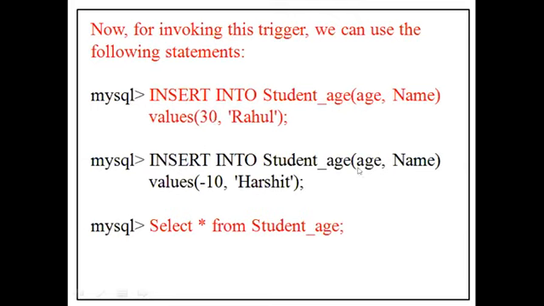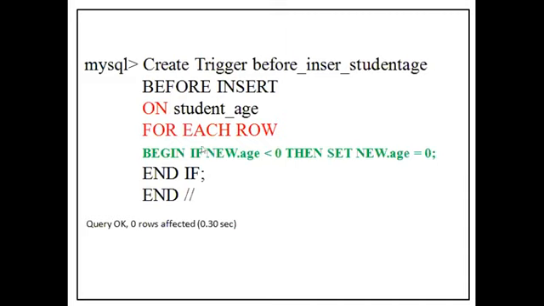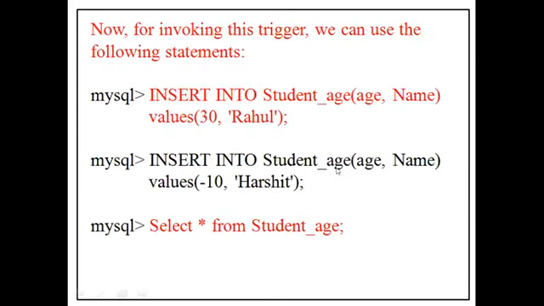Insert into student_age (age, name) values (-10). This is less than 0. So now instead of -10, you will get 0. Why? Because I gave the condition here. Begin, if new.age is less than 0, then set new.age equal to 0. See, if age is less than 0, it is automatically updated to 0.